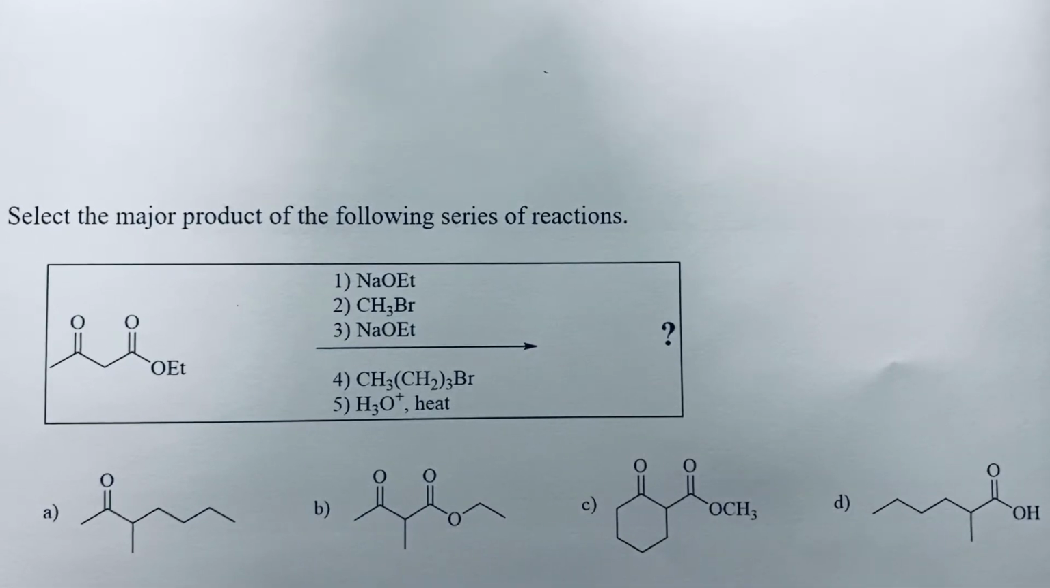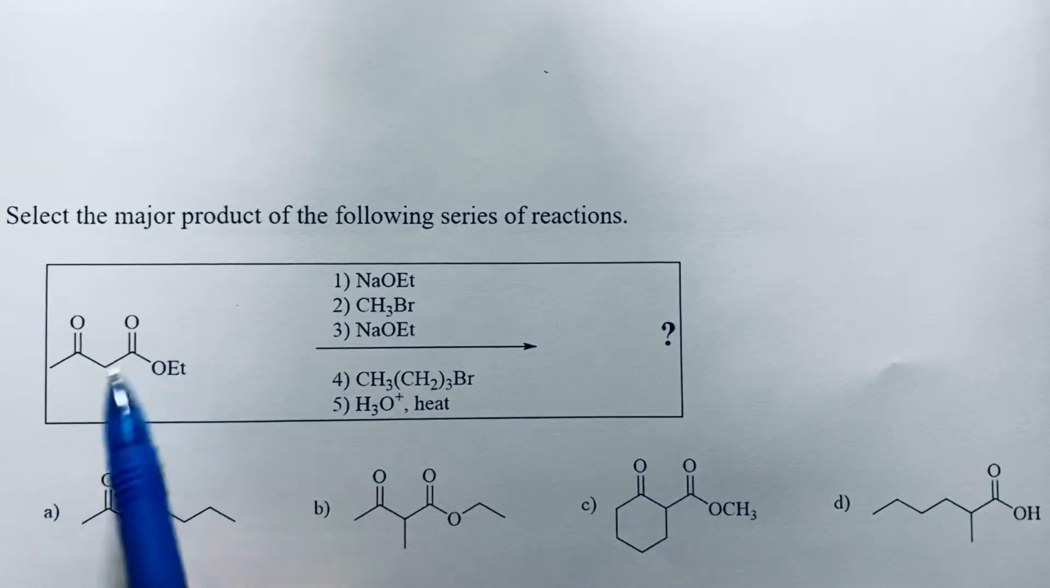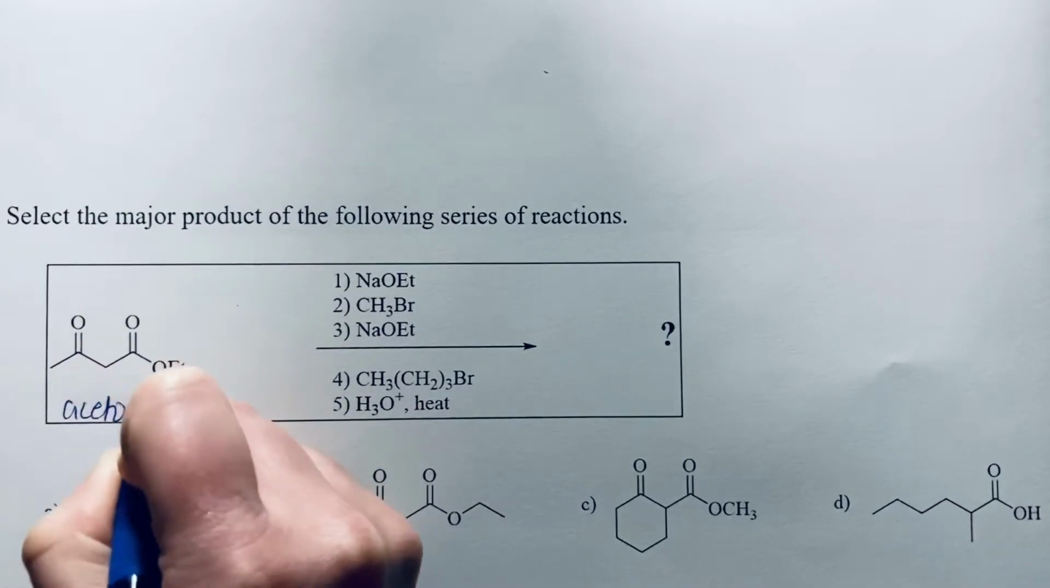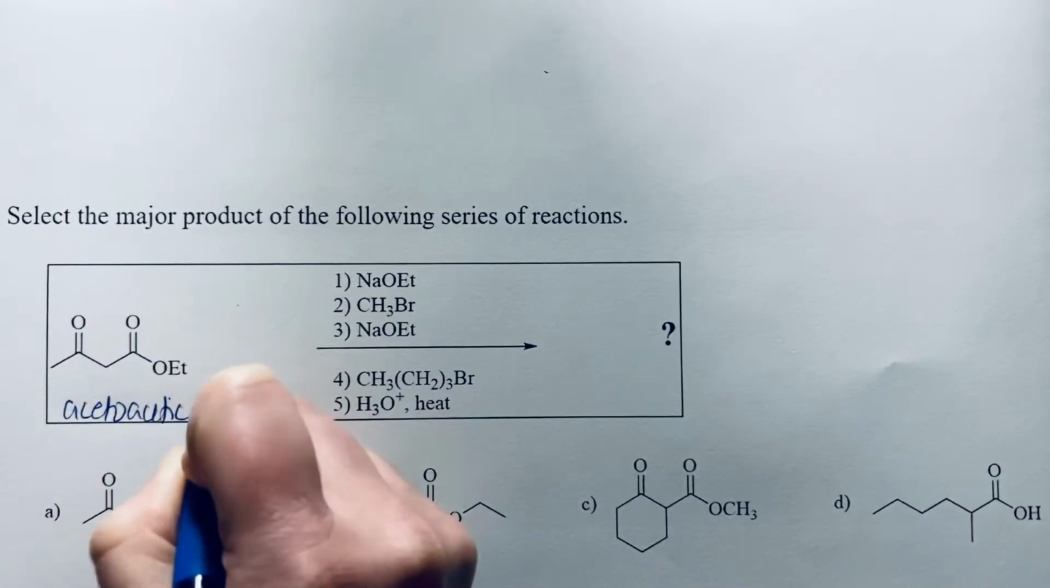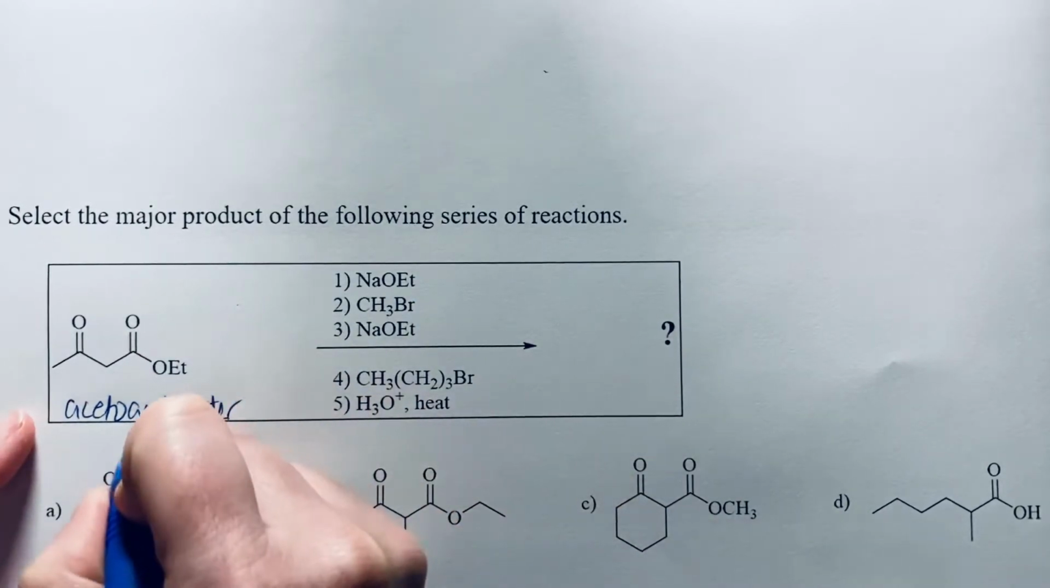Select the major product of the following series of reactions. So we are starting here with a molecule that has a ketone and an ester, and specifically this is an acetoacetic ester. And what we're doing here is an example of the acetoacetic ester synthesis.